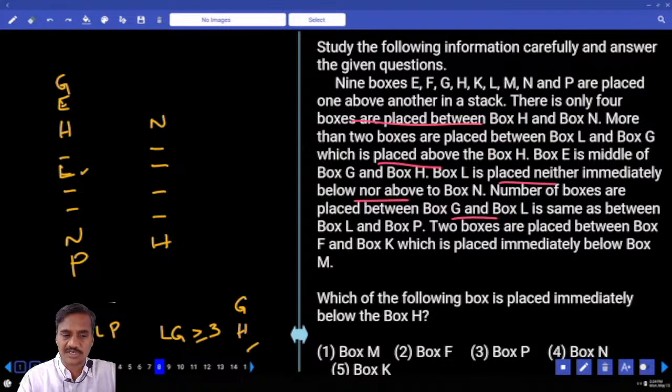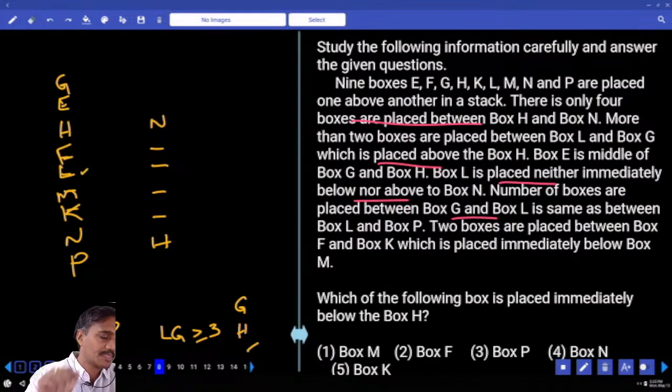And 2 boxes are there in between F and K. K is immediately below M. Now K is immediately below M, K is here. And where should this F be? F must be here. This must have been the arrangement. G, E, H, F, L, M, X and P is the order in which these 9 boxes were arranged.